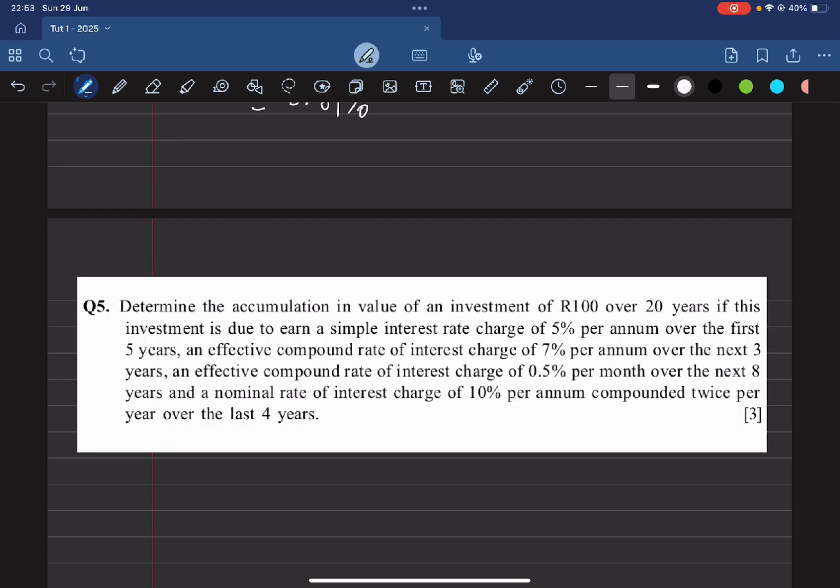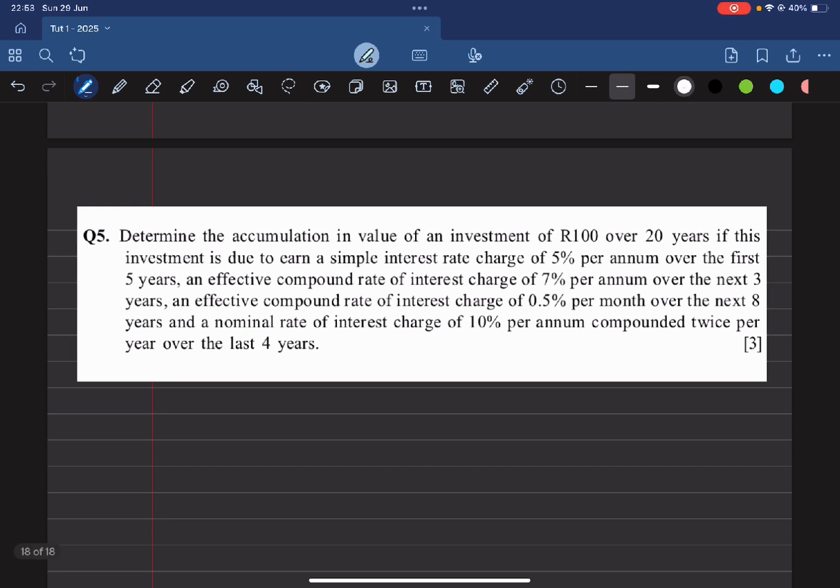Okay, and finally we get to question 5. It says, determine the accumulation in value of an investment of 100 Rand over 20 years, if this investment is due to earn a simple interest rate charge of 5% per annum for the first 5 years, an effective compound rate of interest charge of 7% for the next 3 years, an effective compound rate charge of 0.5% per month over the next 8 years, and a nominal rate of interest charge of 10% per annum compounded twice per year over the last 4 years.